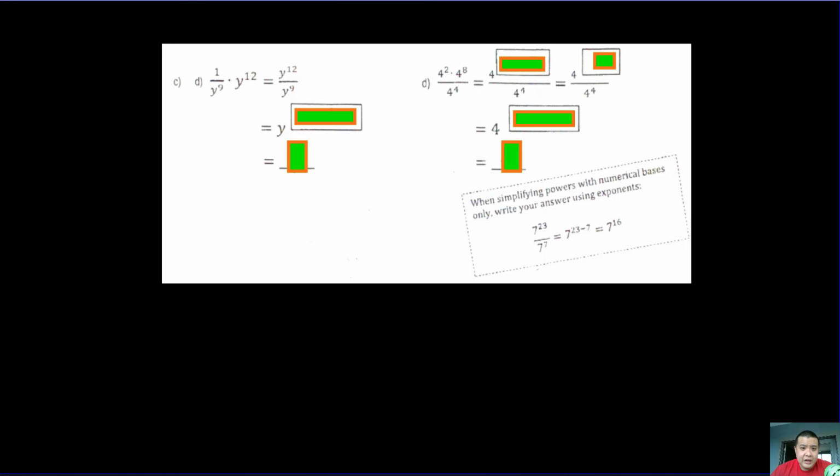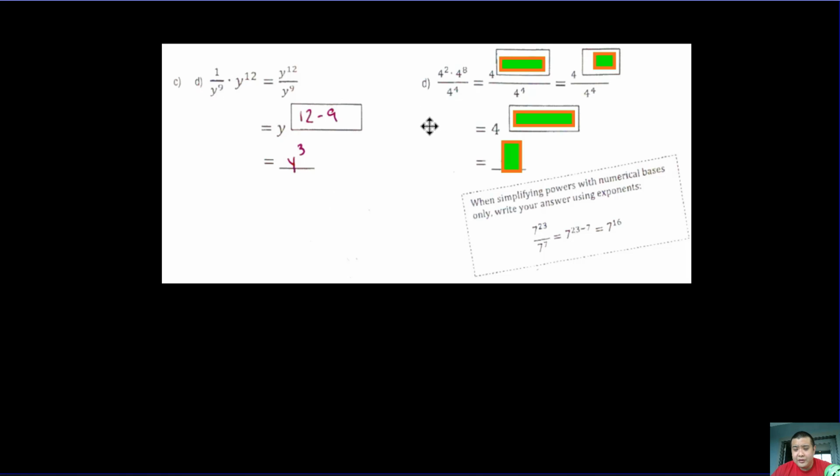Over here, we have 1 over y to the 9th times y to the 12th equals y to the 12th over y to the 9th. The reason for that is, remember that any whole number is always over 1, because you can always divide it by 1 and get the same number. And to multiply fractions, you just multiply across. So 1 times y to the 12th is y to the 12th, y to the 9th times 1 is y to the 9th. And now we can use our quotient of powers property. So y to the 12th divided by y to the 9th is the same thing as y to the 12 minus 9. And 12 minus 9 is 3, so this final answer is y to the 3rd.